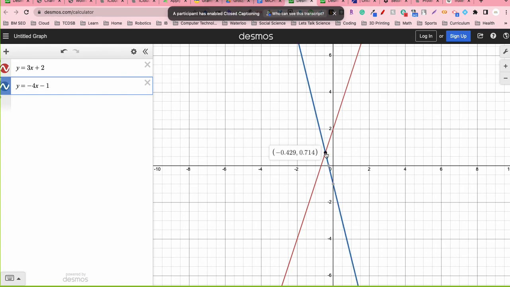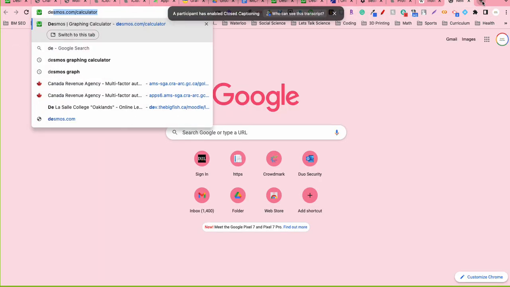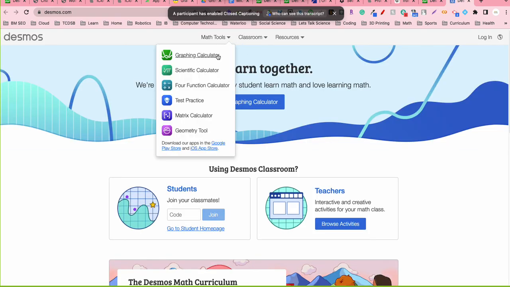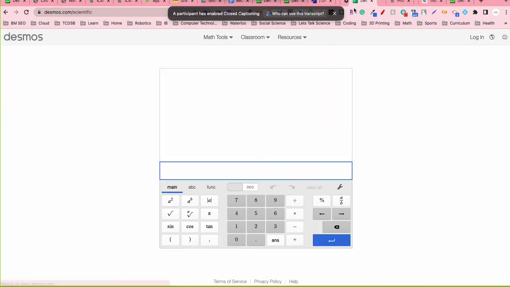In decimal form, this is what our values are. Let's double check and make sure. Do I have a scientific calculator up? No, I don't at the moment. Let's do Desmos. Well, I guess we'll do graphing. And then I'll just go into scientific. Here we go.